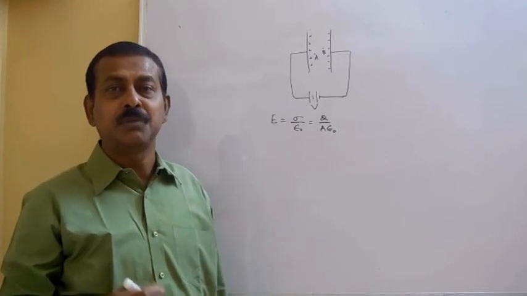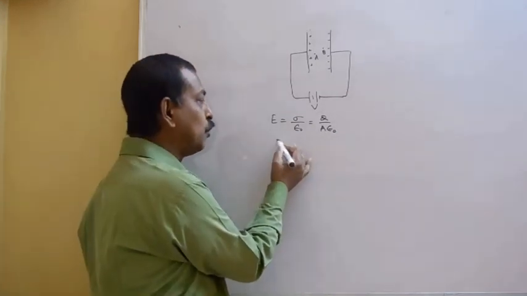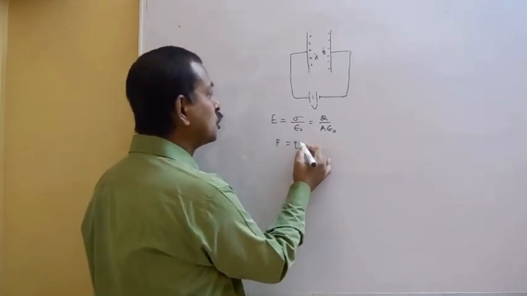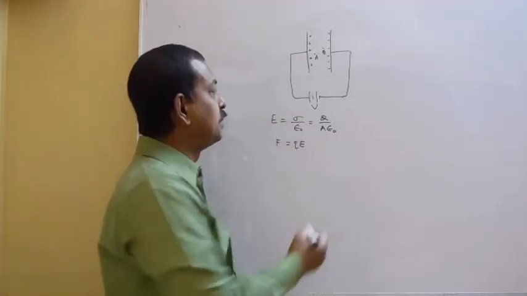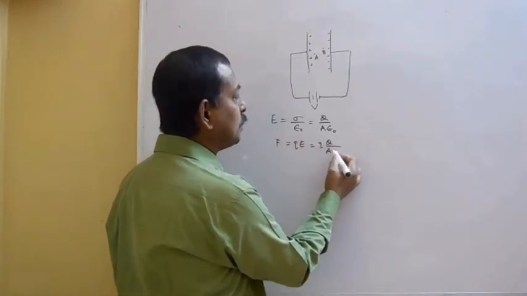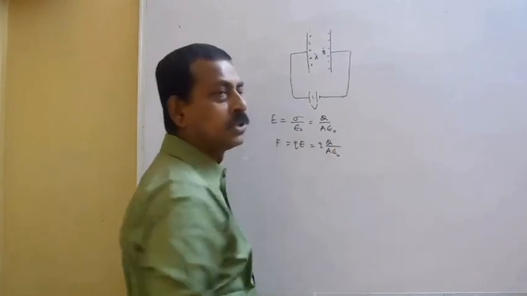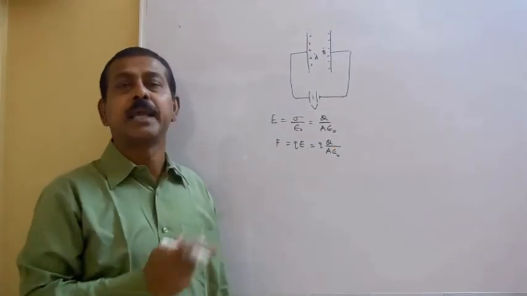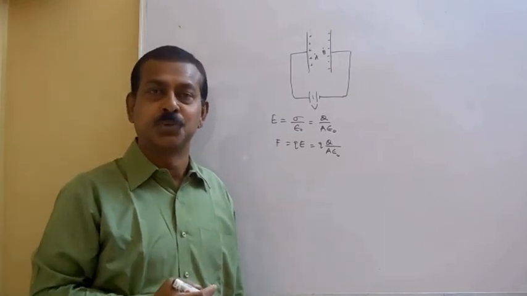And as it is independent of distance, if you want to find out the force experienced by the protons, this will be given as Q into E. So obviously, this will be capital Q by A epsilon naught. This is independent of distance, so both the protons A and B will experience the same force.